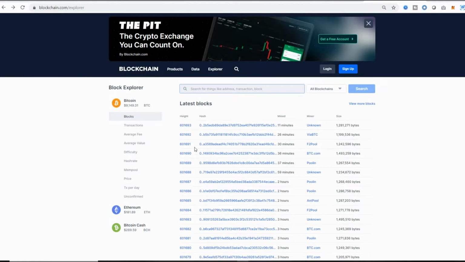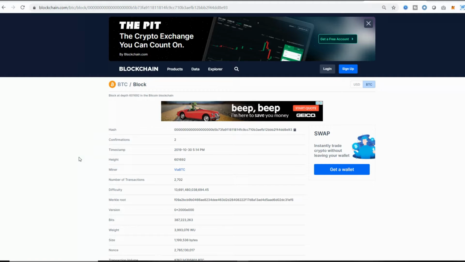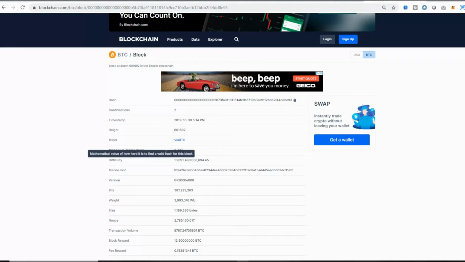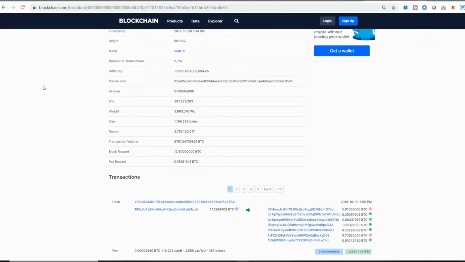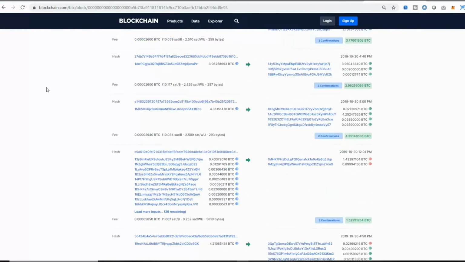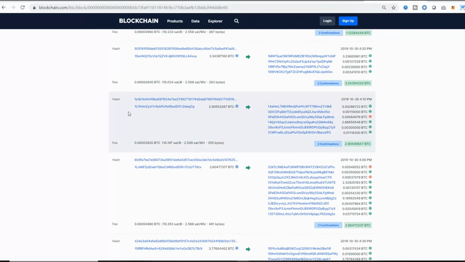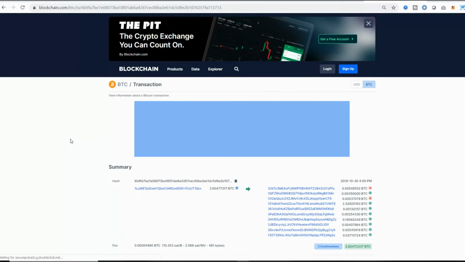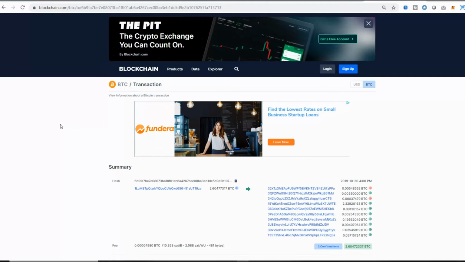In fact, we can go down. Let's go to the previous block, right before that, 601,692. I can find the information for that one. You can see the height. You can even see the miner that actually created that block. You can find the timestamp of when it was created and the number of transactions. There's a lot of information. If you go inside, you can see all the transactions that are here, and you can click into any of those transactions and see all the details about it.